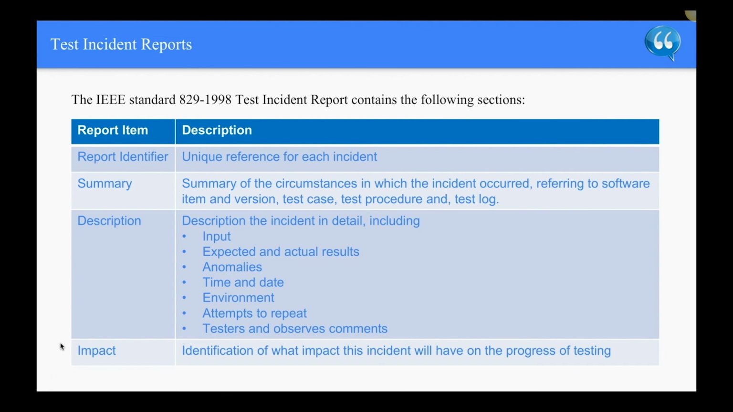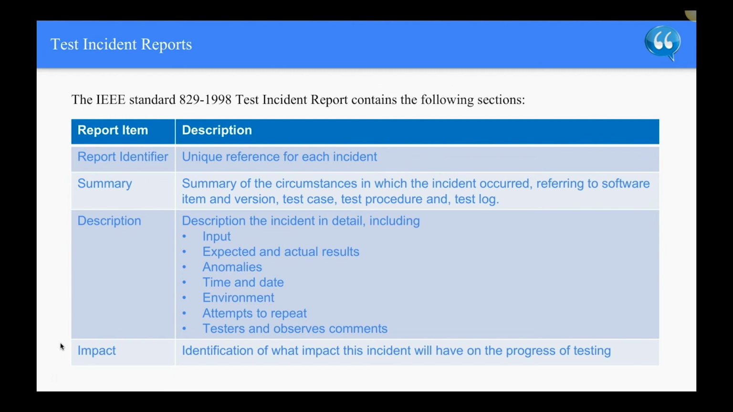Here's an example of the test incident report based on the IEEE standard 829. So the sections would include something like the report item, which is a report identifier. The description says a unique reference for each incident. So the summary would be the summary of circumstances in which the incident occurred, referring to software item and versions, test case, test procedure, and test log.